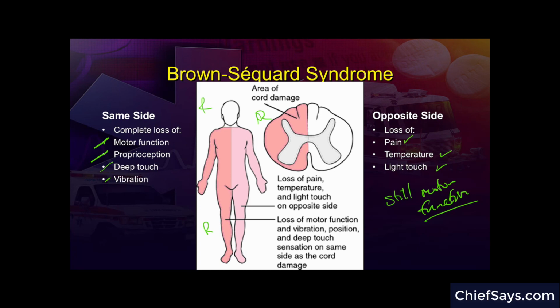In our picture here, the patient has an injury to the right side of the spinal cord. The same side of their injury, because of the crossover phenomenon, will have a complete loss of motor function, proprioception, and deep touch and vibration.